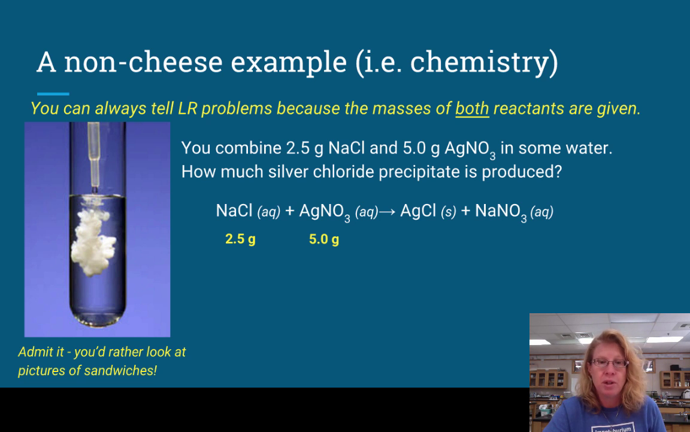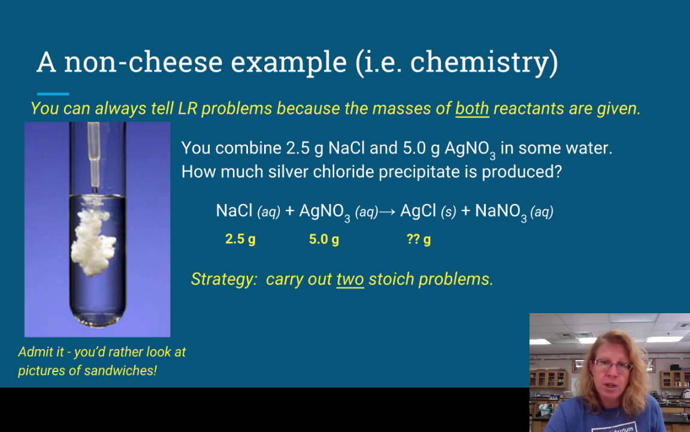This is a process I suggest that you do. I go and label the equation. I've got 2.5 grams of this and 5.0 grams of that. And I know it's a limiting reactants problem because I've got two different things labeled on the left side. And I'm trying to figure out silver chloride, which is our sandwich over here on the right side. So again, these are classic hallmarks of a limiting reactants problem.